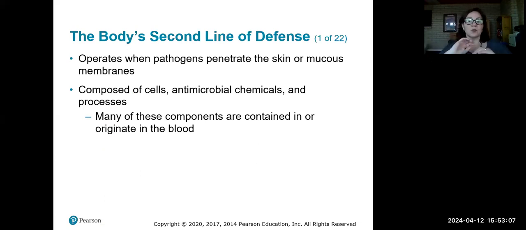All right, so this is once the skin or the mucous membranes have been penetrated. There are cells, some antimicrobial chemicals, and some processes where these things interact with each other. Many of these things are contained in or originate in the blood. They actually originate in the bone marrow and then get into the blood and then find their way to the sites of infection.